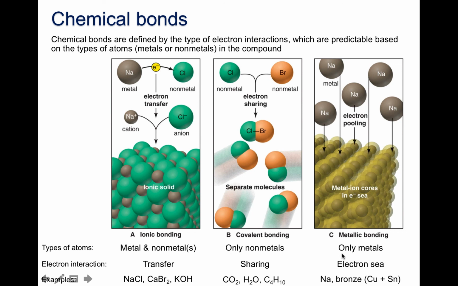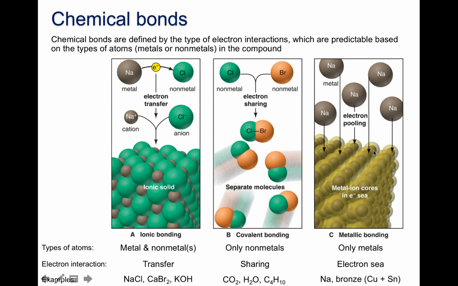One type of bonding we haven't talked about yet is, what if you only have metals present? How are those electrons going to interact with one another? Remember, metals will easily give away their electrons because of their low ionization energy, but they don't have a very strong electron affinity. Their electron affinity is quite low. And so the way that metals interact with one another is by forming what's called an electron sea. And so if you have a whole bunch of metals next to each other, it can be metals of the same type or different types of metals.